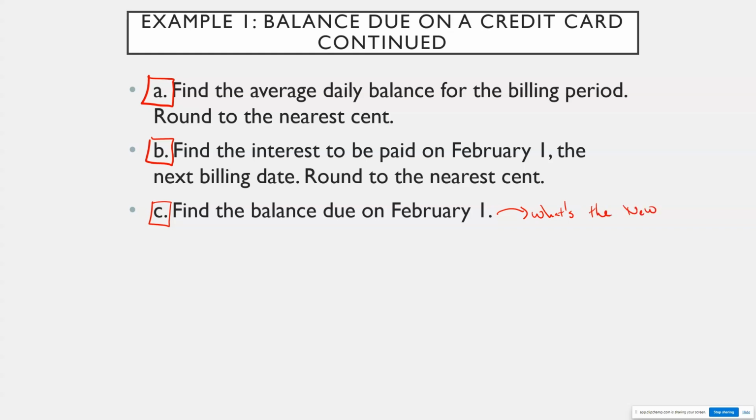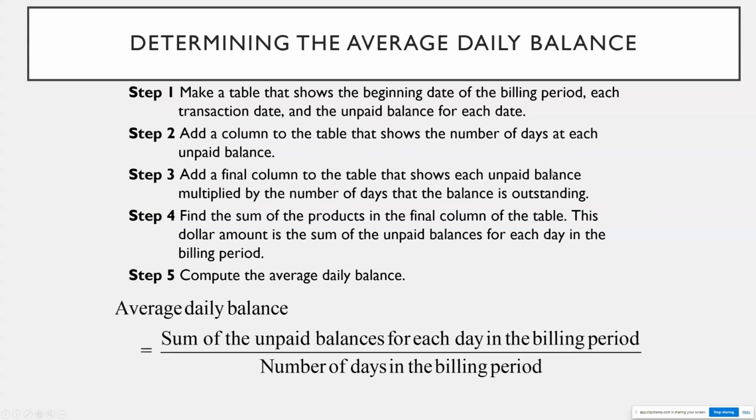B and C are pretty straightforward. A is the tricky part, finding the average daily balance. All right, so this is the hard one. There are 5 steps here. Step one: the first thing you're going to do is make a table that shows the beginning date of the billing period, each transaction date, and the unpaid balance for each date.